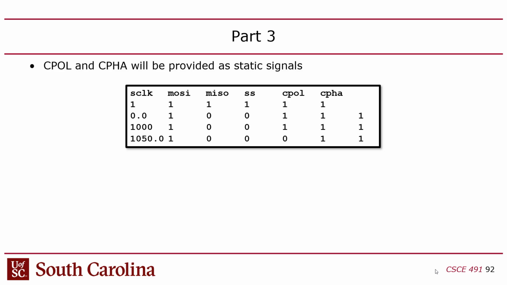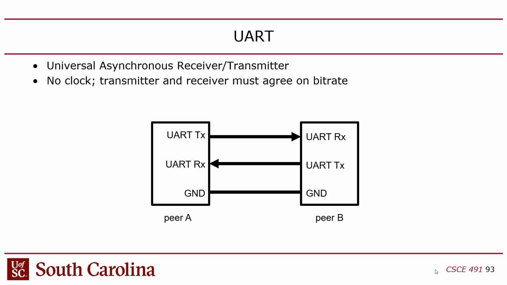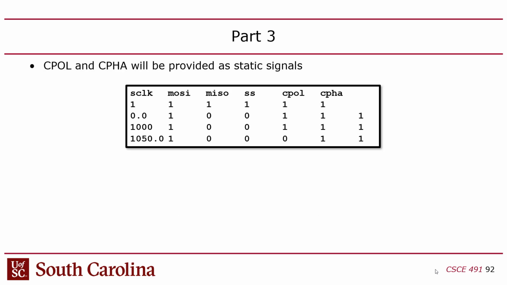which means there'll be 6 total signals in all the trace files, but the CPOL and CFA you won't even read until part 3. You'll just ignore them. But I think all of the traces have those. So there's S-clock, slave select, MISO, MOSI, CPOL, CFA in all the trace files. Any questions about that?